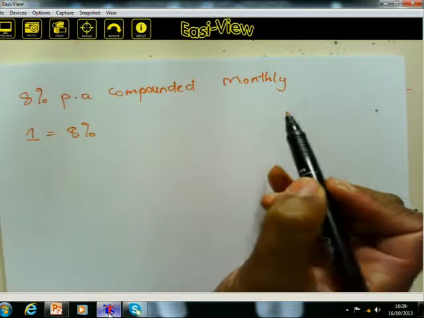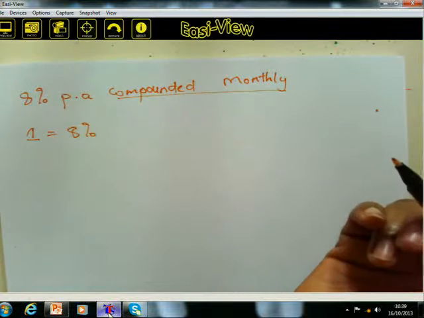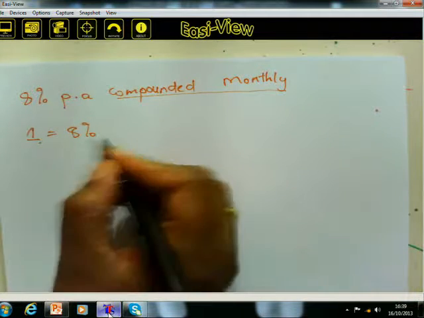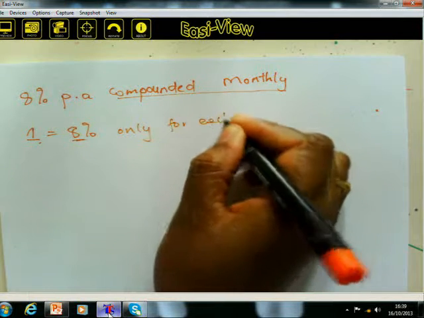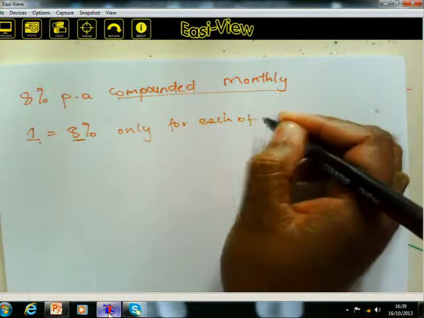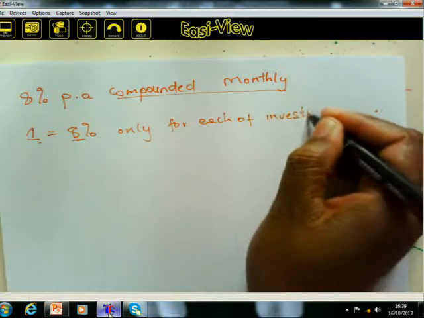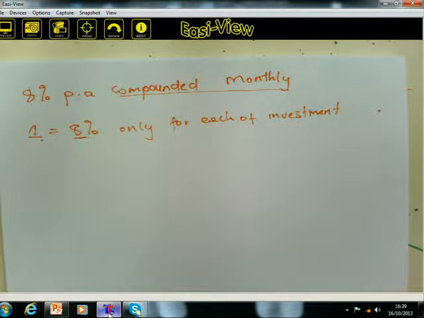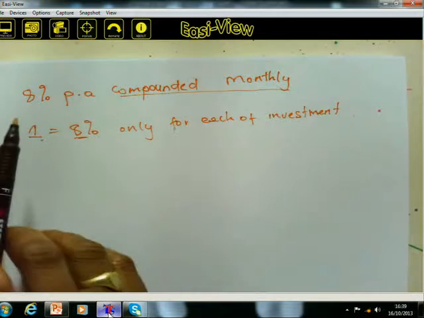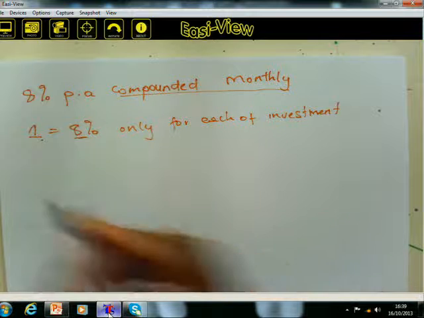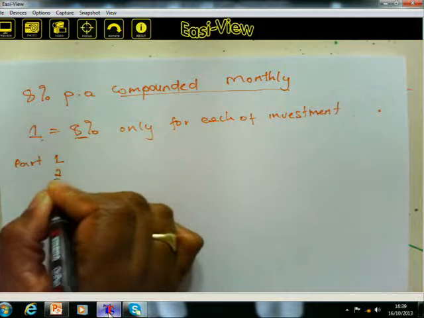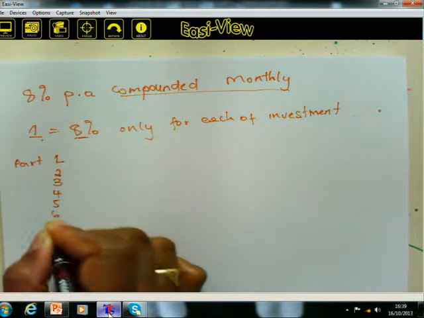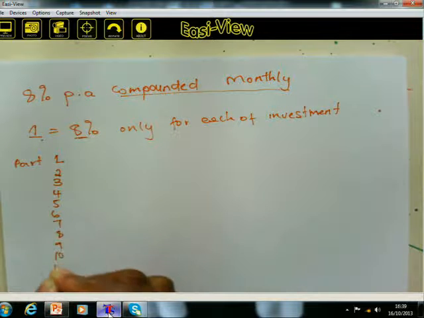But they say that this 8% is compounded monthly. In 1 year, you only get 8%, 8% only for each year of your investment. But now remember, this 8% is compounded monthly. Meaning, this 8% of ours, we're going to get part of 8%, part first month, second month, third, fourth, fifth, 6th, 7th, 8th, 9th, 10th, 11th, and 12th.